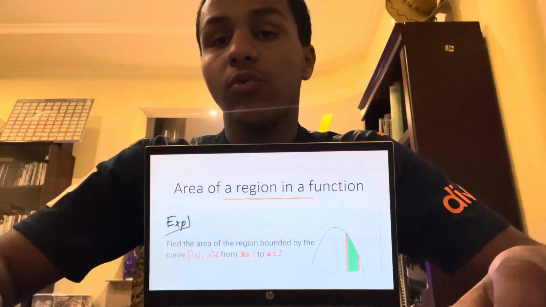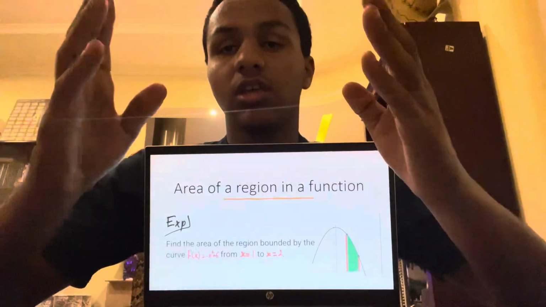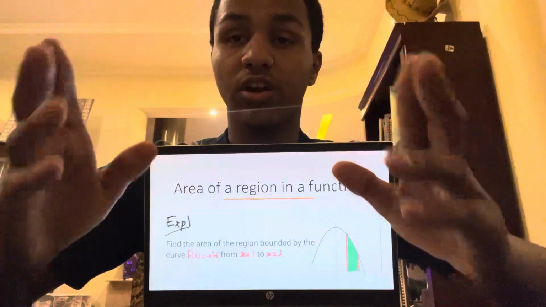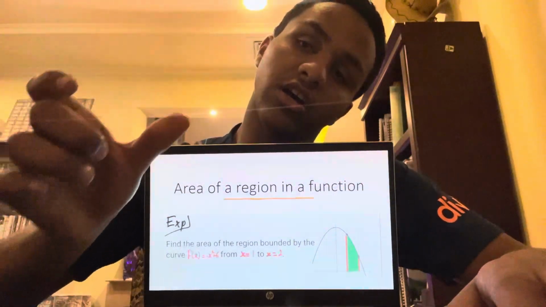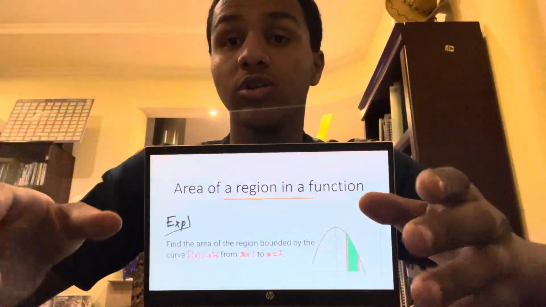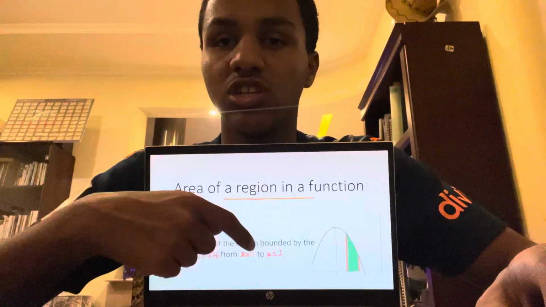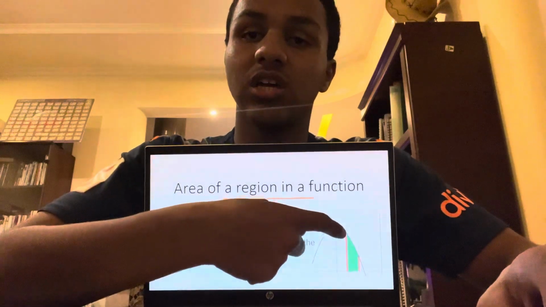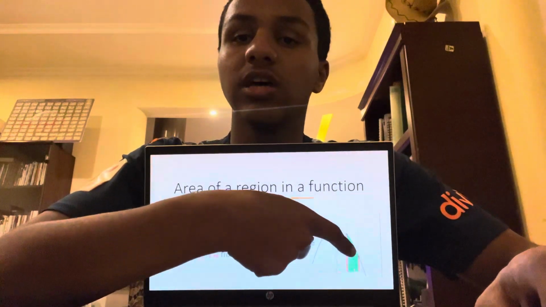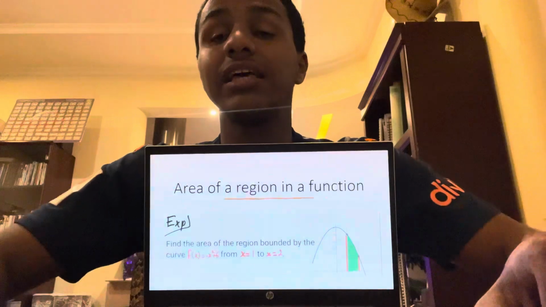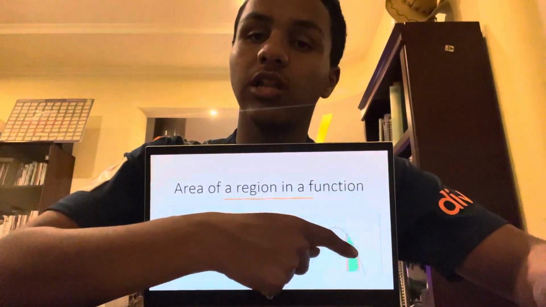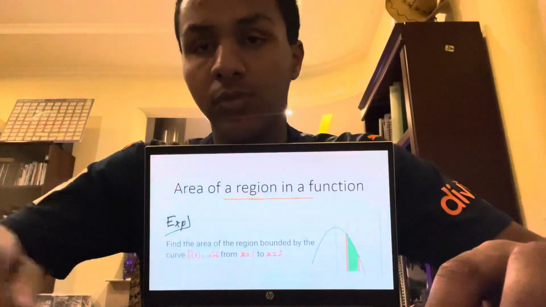Second thing we're going to do is put a line on where we're supposed to calculate the area, which is from x equals 1 to x equals 2. As we can see, here is x1, x2, and inside the function we're gonna shade it, and we're gonna have to find this shaded area.